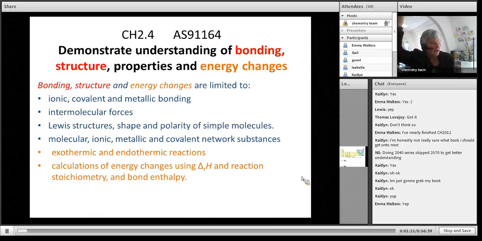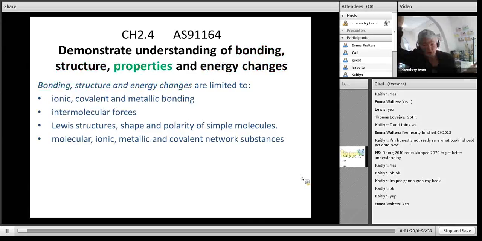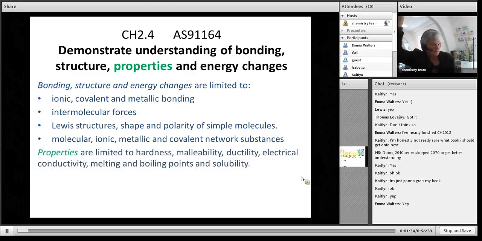And then finally, the properties. That's the whole point of the standard, to be able to explain the properties. So that's why you need the bonding and the Lewis structures and everything else. So why is it ductile, which means it can be drawn into wires? Why can you shape it, malleable? Why has it got a high boiling point?